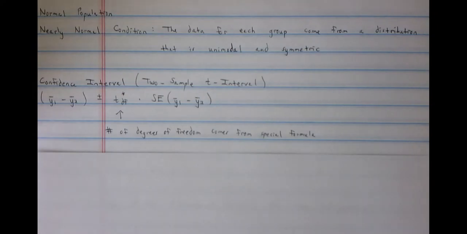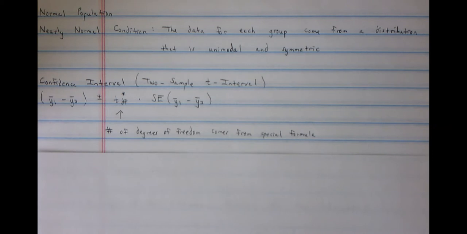In addition, we must assume that the underlying populations are each normally distributed. So we check the nearly normal condition. The data for each group come from a distribution that is unimodal and symmetric. So let's look at how we set up the confidence interval.